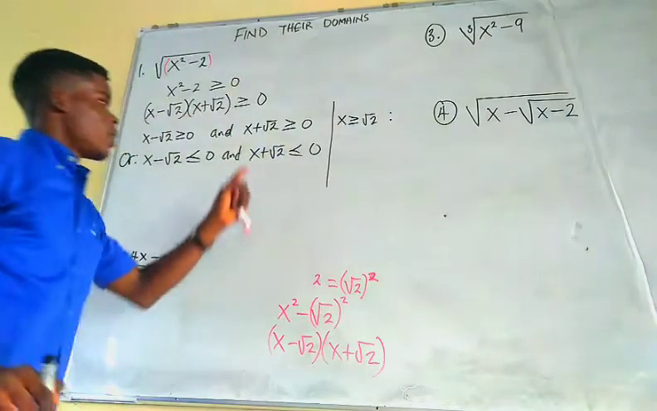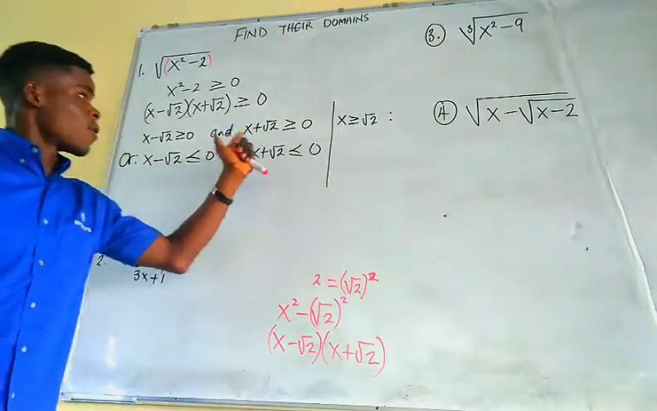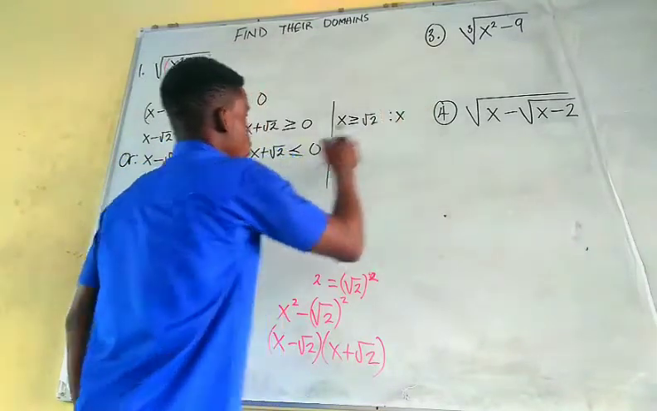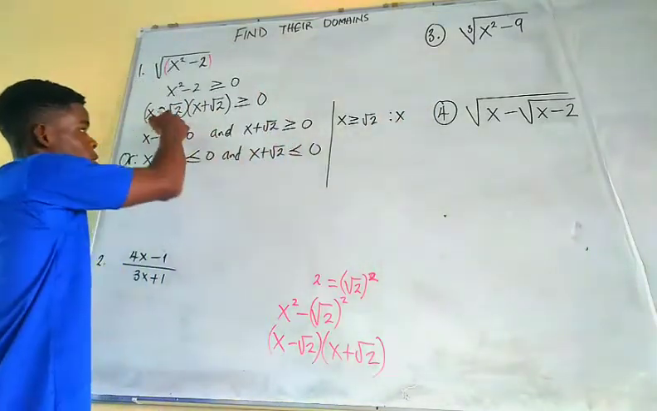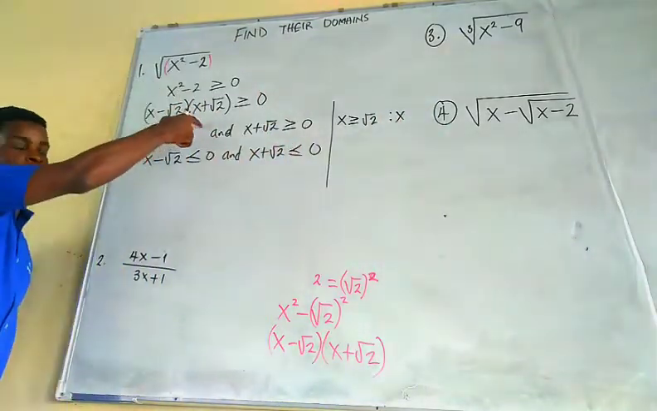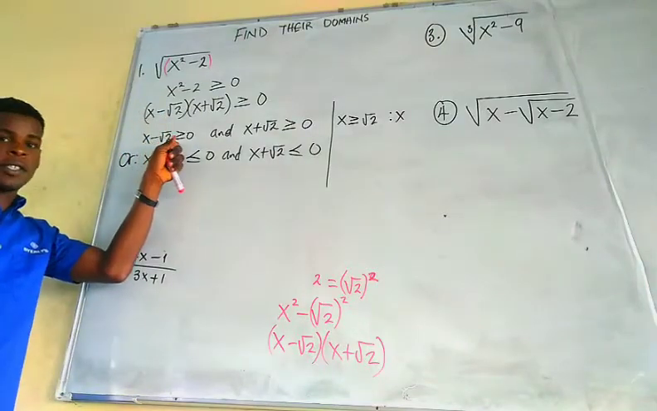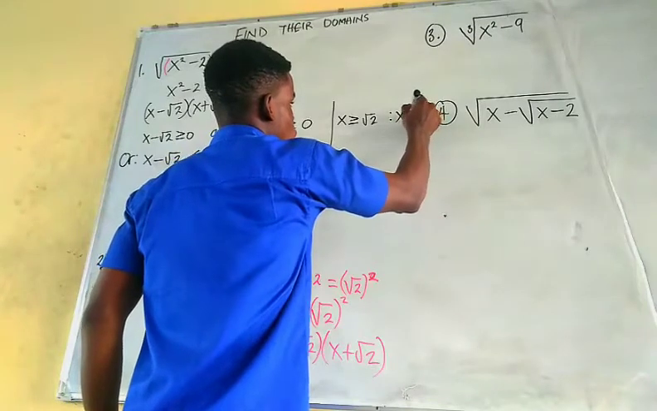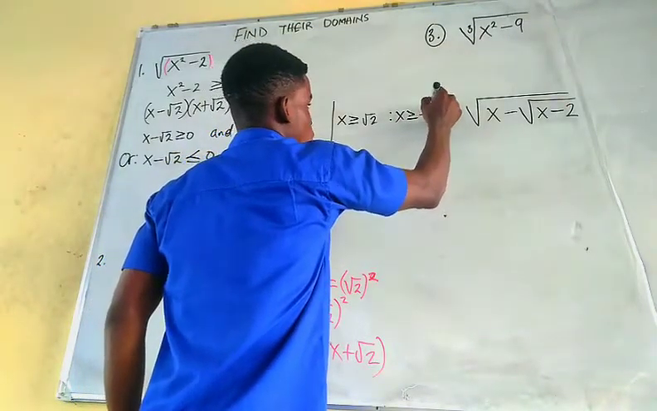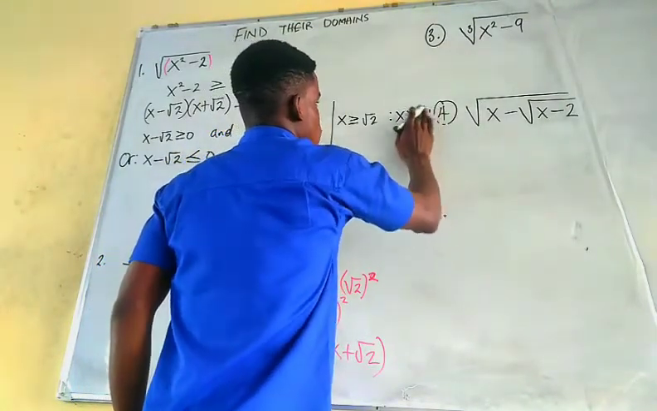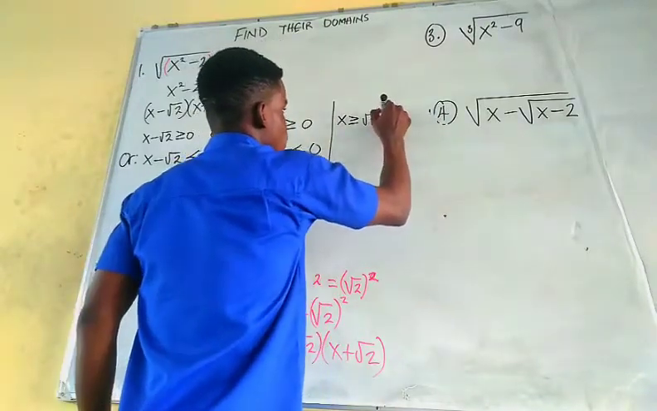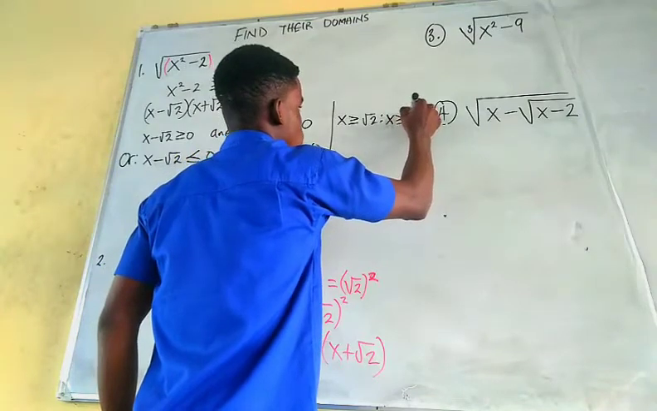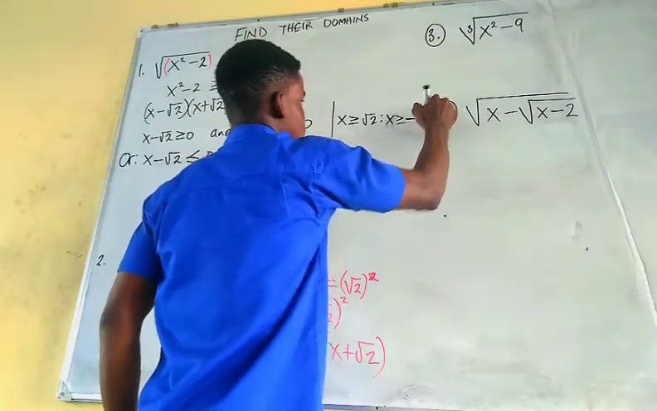And again, for the second part, for x plus square root of 2 to be greater than or equal to 0, it shows that x, I will move this to the right-hand side of the inequality, and the negative will change to positive. So here it will just change to negative 2. So x should be greater than or equal to negative square root of 2, like that.